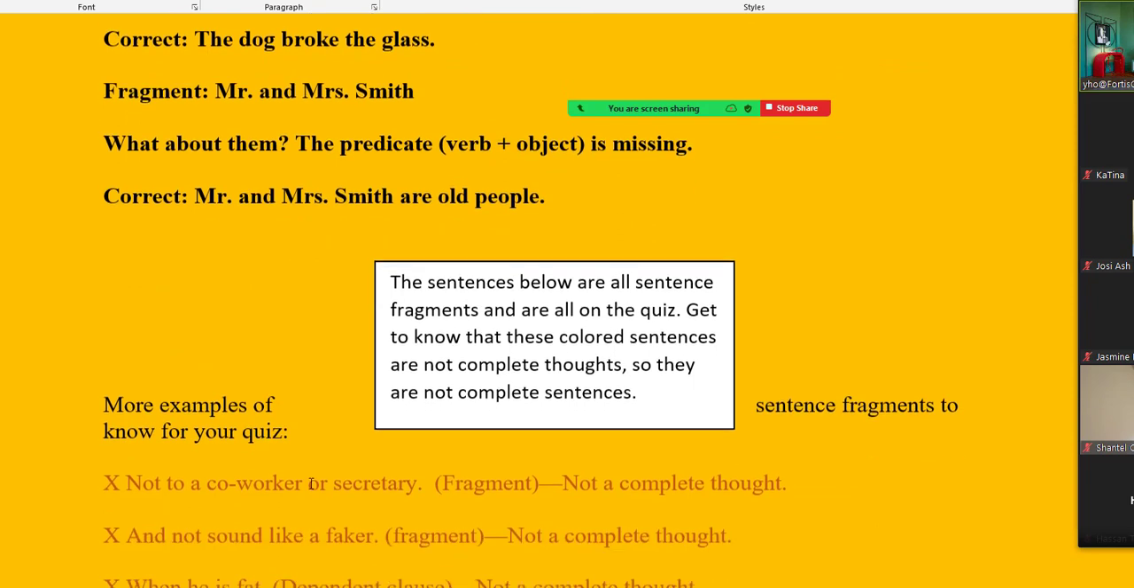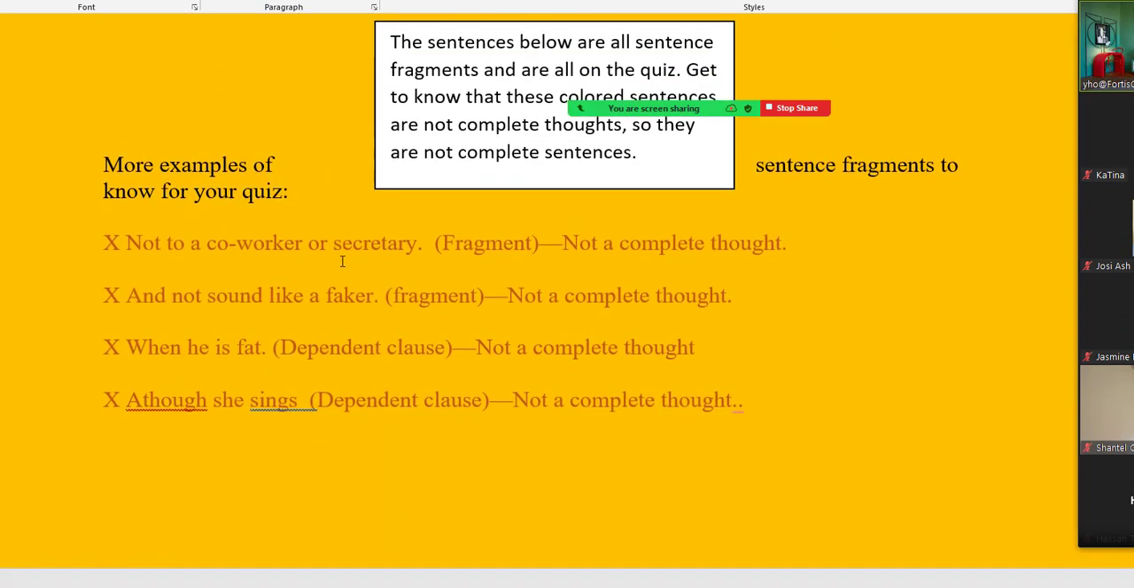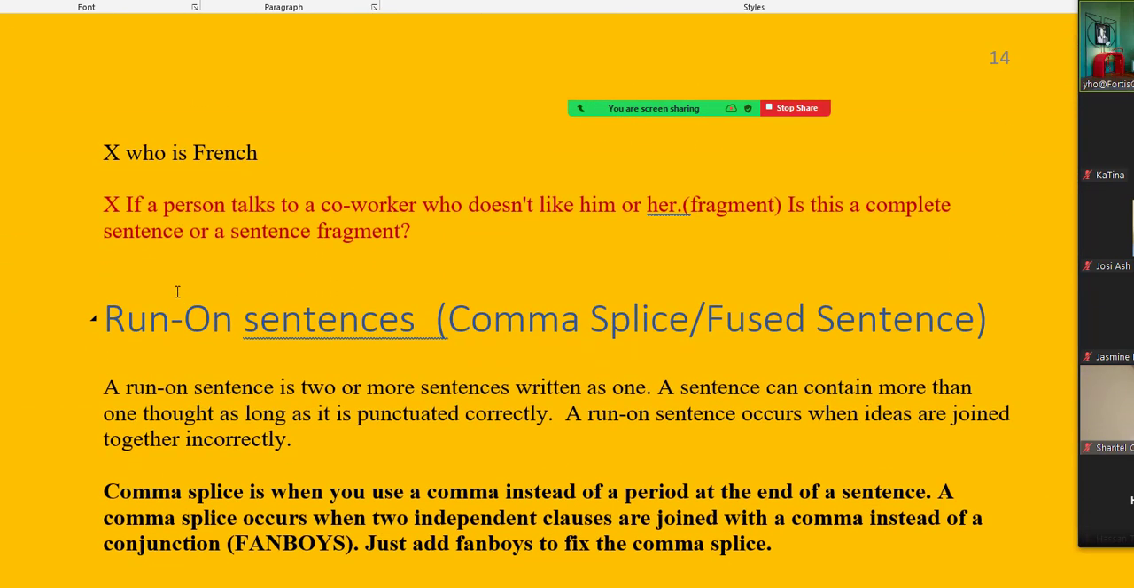So these are from your quiz. Not a coworker or secretary. That's not a complete sentence because it's not a complete thought. And not sound like a faker. That's not a complete thought because it's missing a verb and an object. When he is fat, that is a subordinating conjunction and it's missing its independent clause. It's also not a complete thought. Although she sings, it's not a complete thought. And if a person talks to a coworker who doesn't like him or her, this is also a fragment because it's not a complete thought.